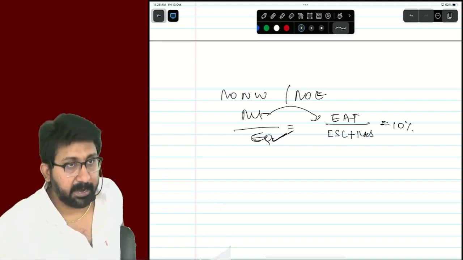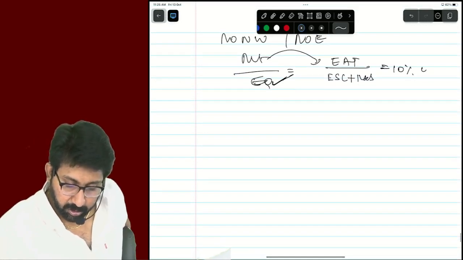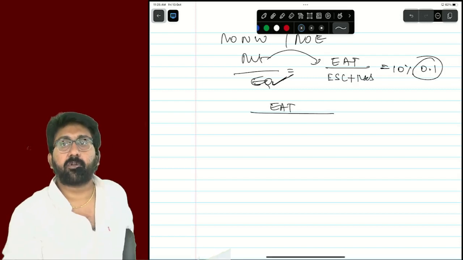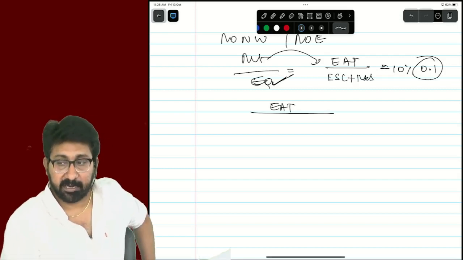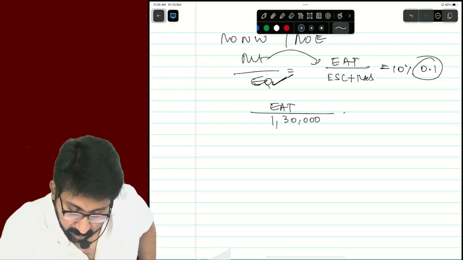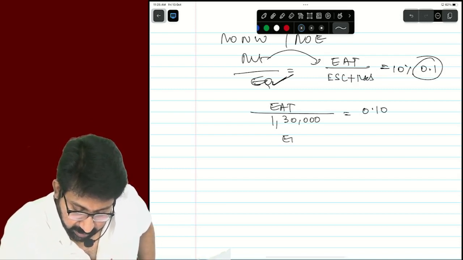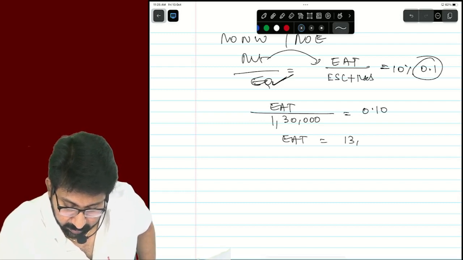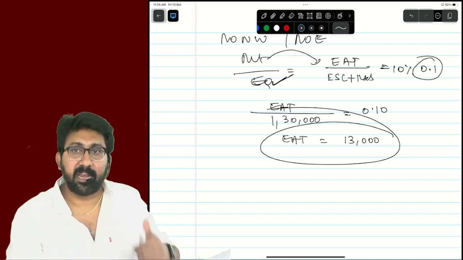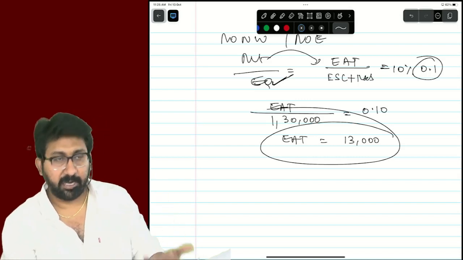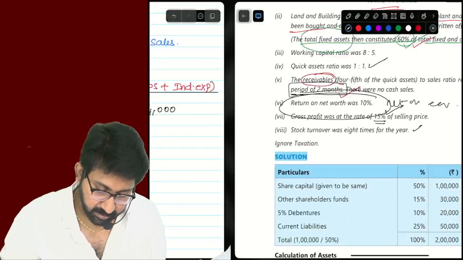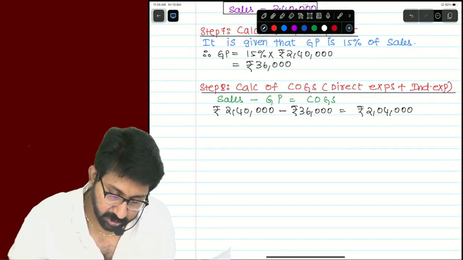This percentage is 10% they have given, or 0.1, anything is okay. EAT we don't know, but what is the total of equity share capital plus reserves and surplus? 1 lakh 30 thousand, multiplied by 0.1. So EAT equal to 13,000. Means all other P&L expenses, can we calculate as a balance or not? Yes, that's all. We got the EAT as 13,000. Please keep the heading: Step number 9. Calculation of net profit.